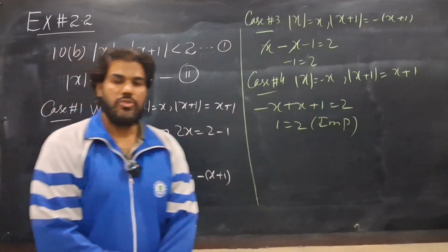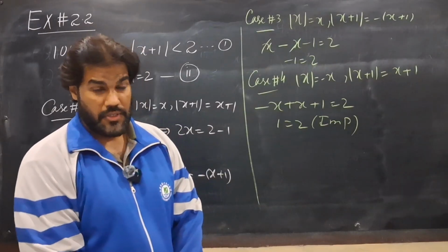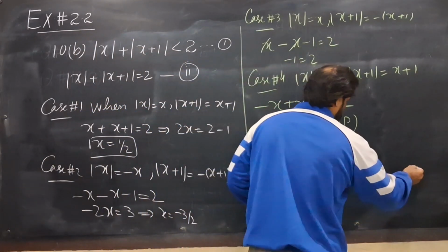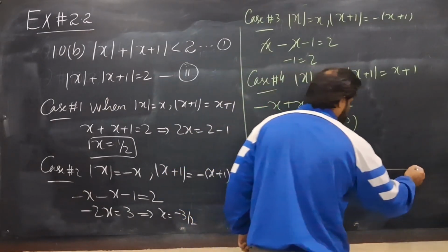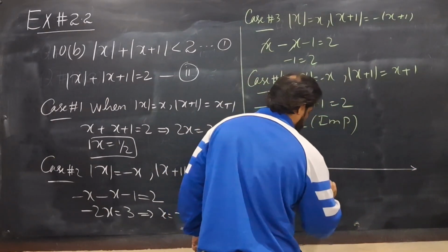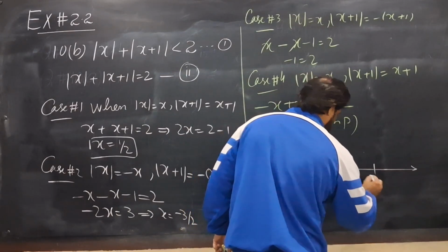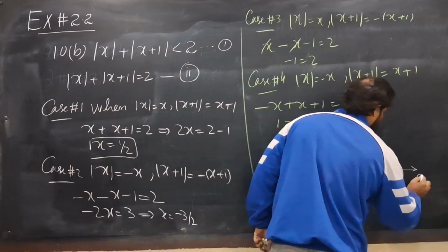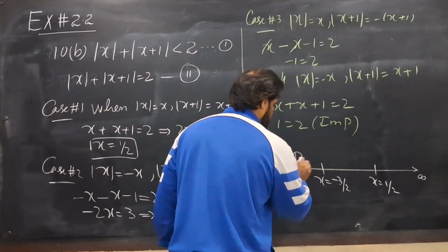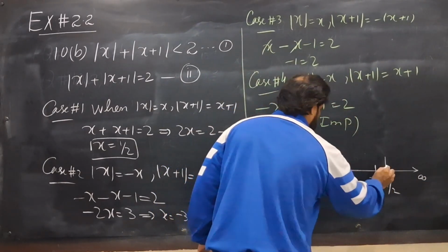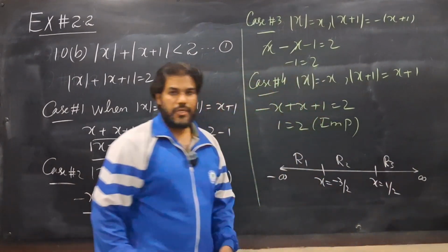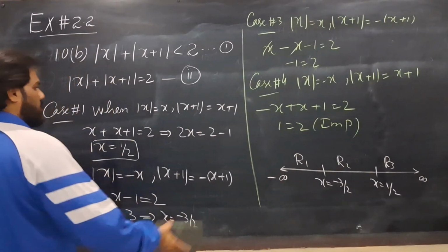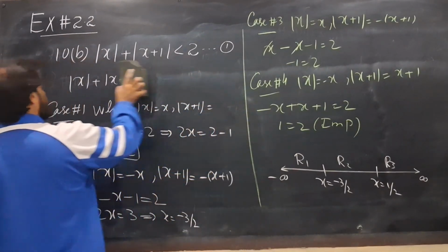So we write these two boundary numbers, which divide the given real line into three disjoint parts. These three disjoint regions are: this is x equal to minus 3 by 2, this is x equal to 1 by 2, this is minus infinity, and this is positive infinity. This is my region 1, this is my region 2, this is my region 3. We will take a test point from each region and check which of the regions satisfies the given inequality.